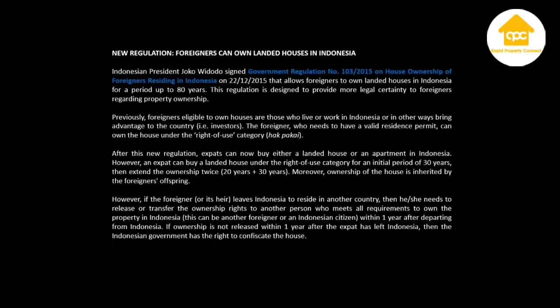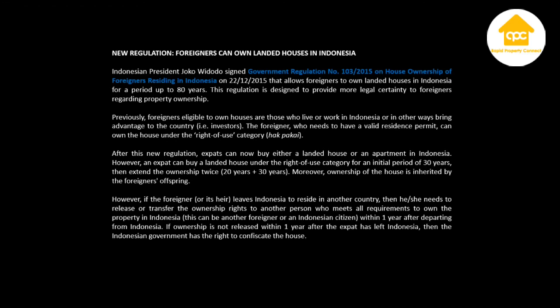All right. So this new regulation, what really happened is that at the end of last year, President Jokowi signed a new government regulation allowing foreigners to own landed properties in Indonesia. Previously, foreigners were only able to own houses if they were working or living there with a permit. But today, any foreigner can buy there. The only thing is that it's leasehold. They call it a right of use, or hak pakai, and it's up to 80 years.